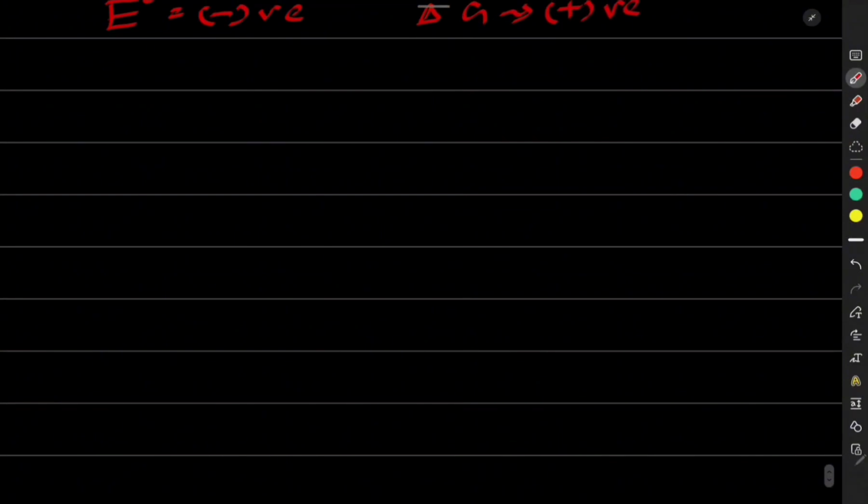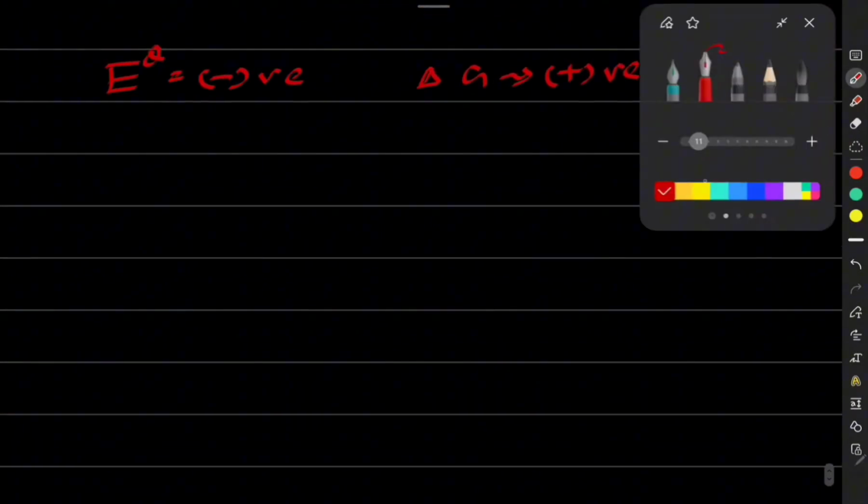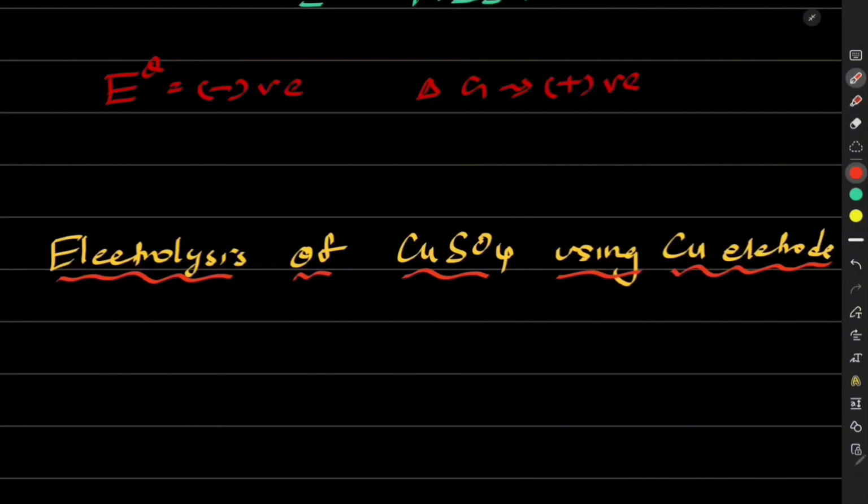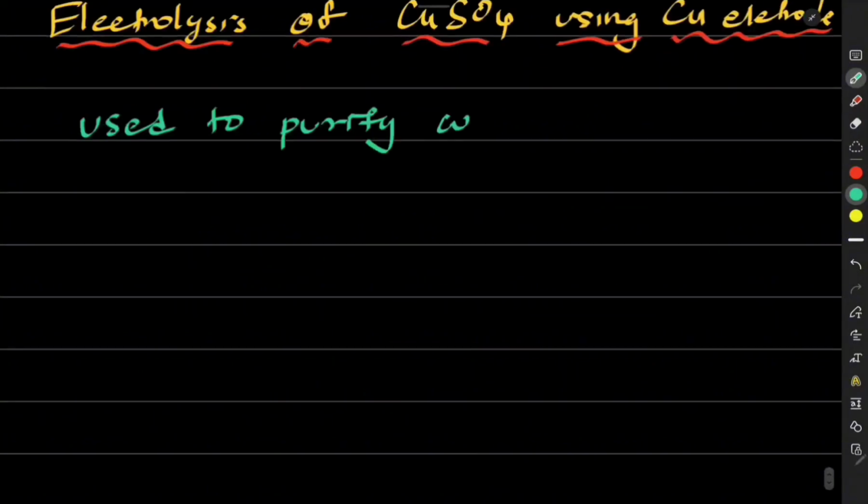Now let's look at electrolysis of copper sulfate using copper electrodes. This is used to purify copper. The raw copper is extracted from ore using carbon. However, there are many impurities. Therefore, pure copper can be obtained when the copper sulfate solution is electrolyzed. Here the positive electrode will be impure copper and the negative electrode will be pure copper. Let's write them down.